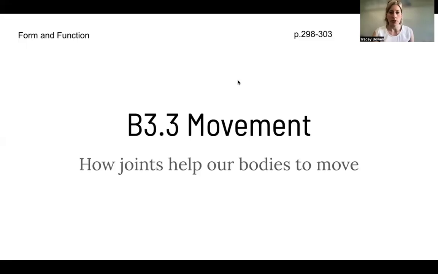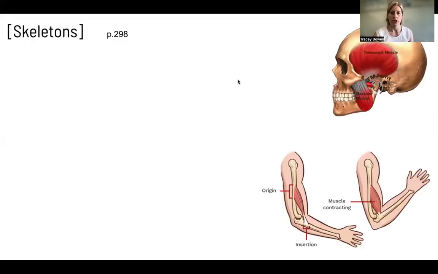All right, people. So today we're looking at B3.3, and that's movement. In this component of B3.3, we're going to look at how joints help our bodies to move. So this is page 298 to page 303, and we are looking at form and function.